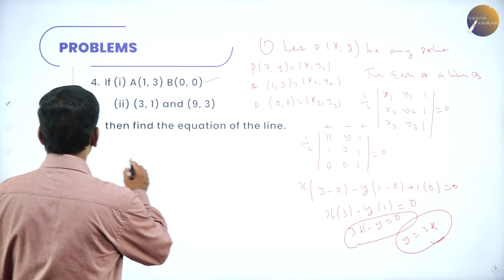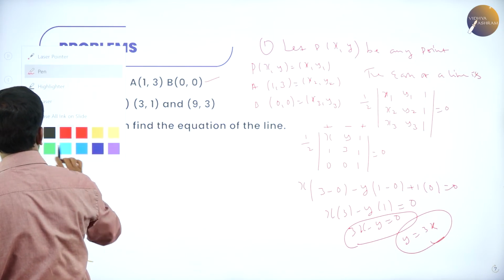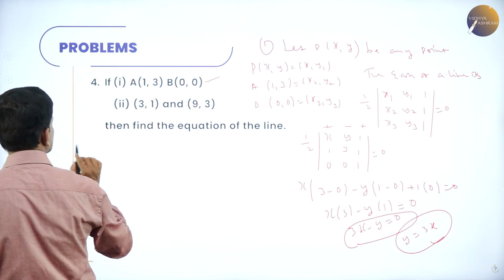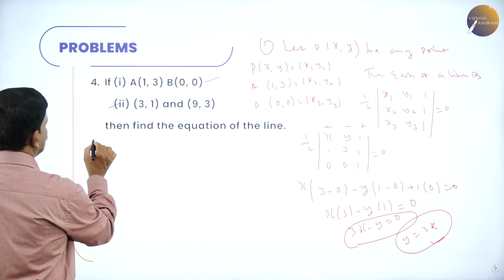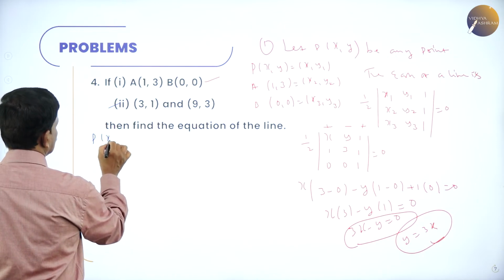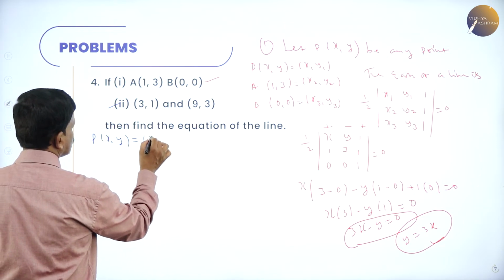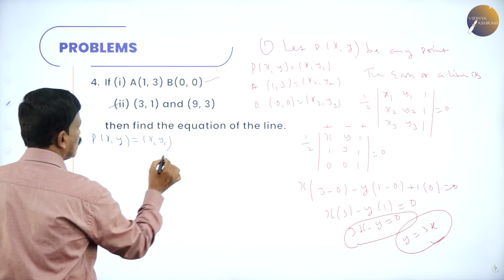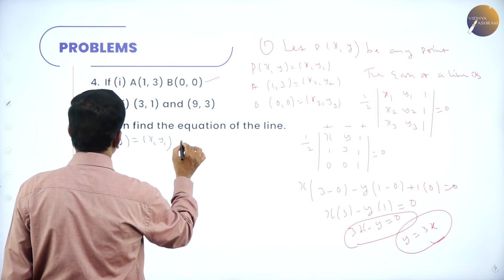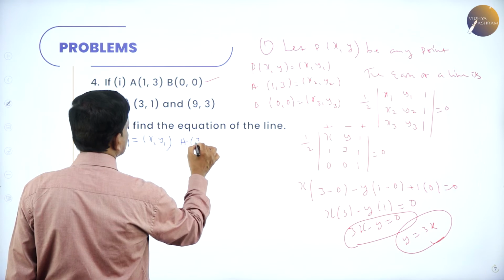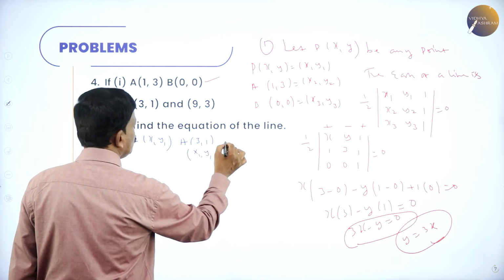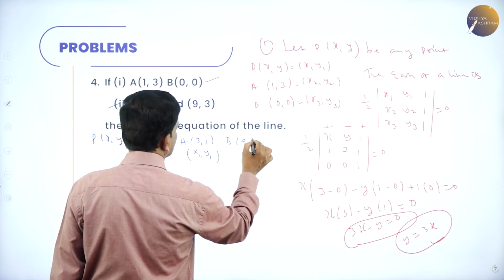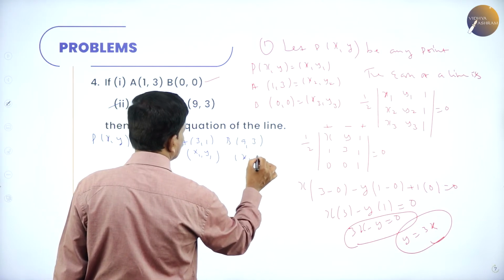Now one more problem is given. This is the second problem. Come to problem number 2. Let P(x, y) be one point, consider this as x1, y1. Another point, call it A, 3 comma 1 as x2, y2, and B, 9 comma 3 as x3, y3.